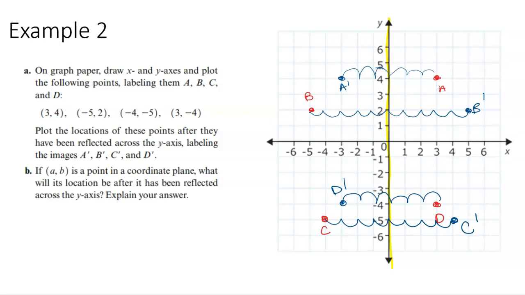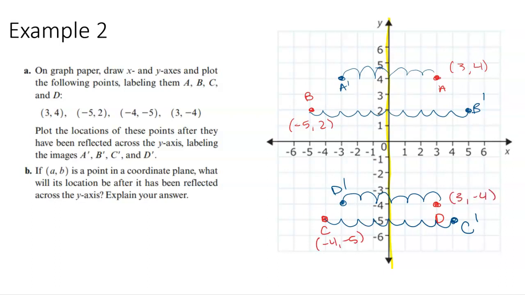If (a, b) is a point in the coordinate plane, what will its location be after it's reflected across the y-axis? So now they want us to look at the coordinate points. Let's label those. This was (3, 4), and we'll see if we can find a pattern. C was (-4, -5), and D was (3, -4).